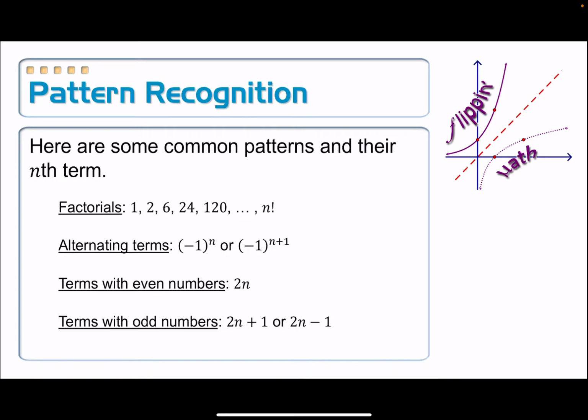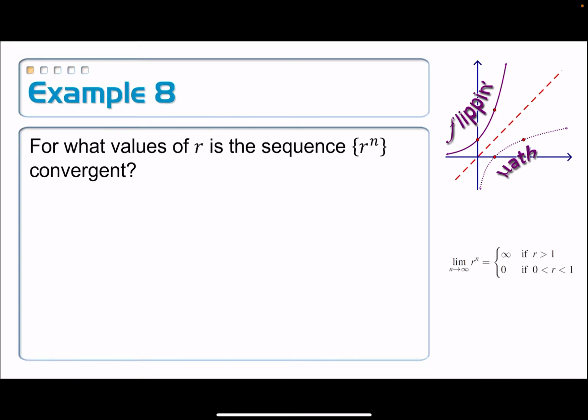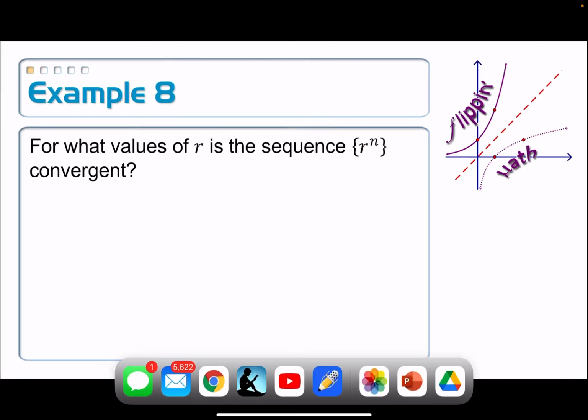Okay, so next question here. Example 8. For what values of r is the sequence r to the n convergent? This is an example of something called a geometric sequence. We have some sort of power; it looks exponential. The reason it's an r here is because that is what is called the common ratio.